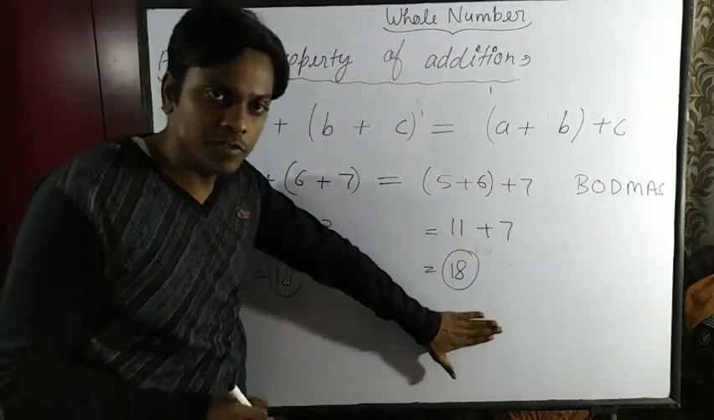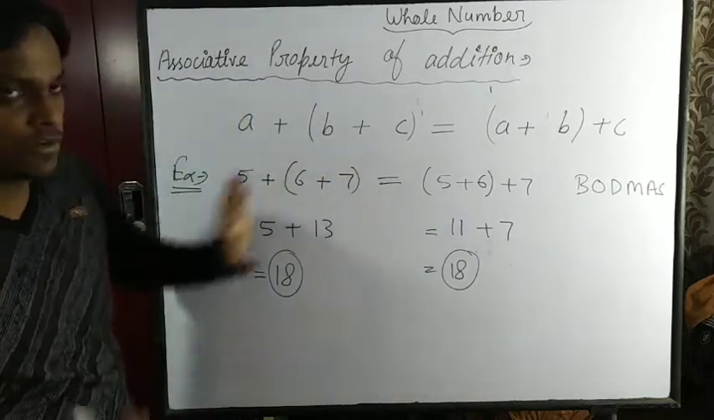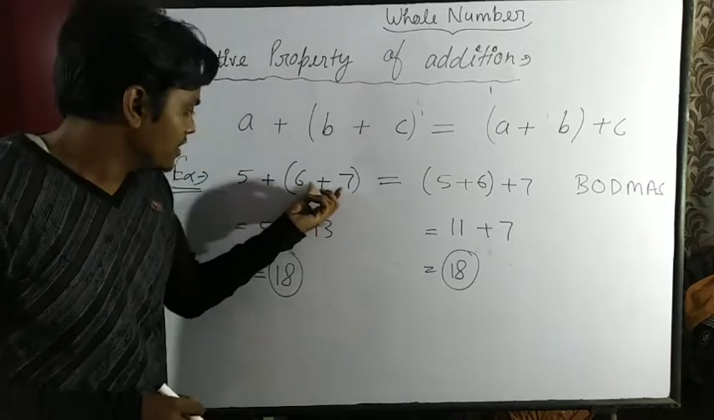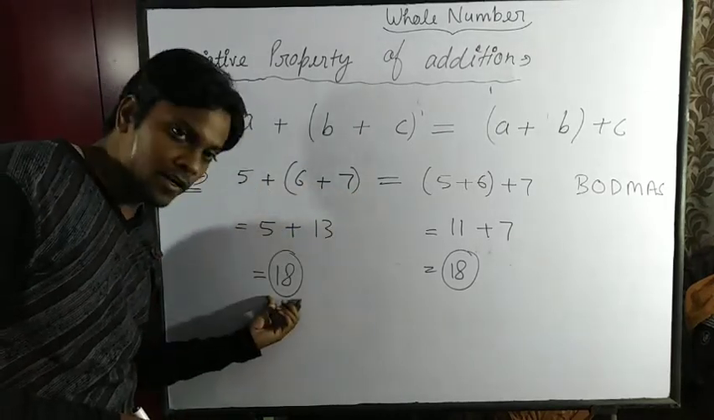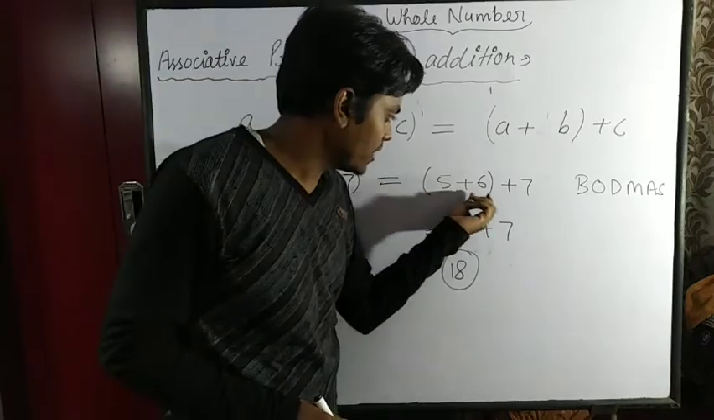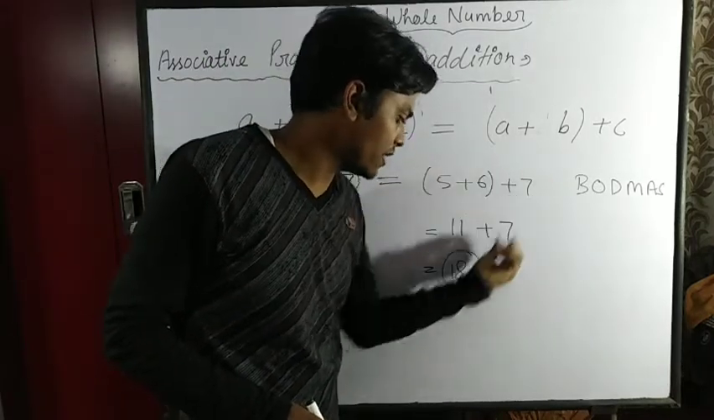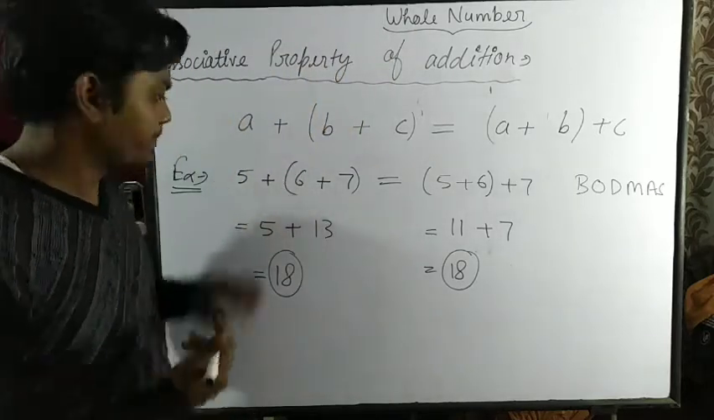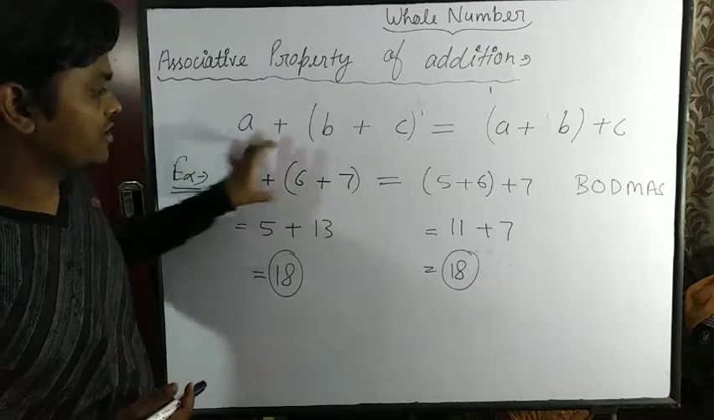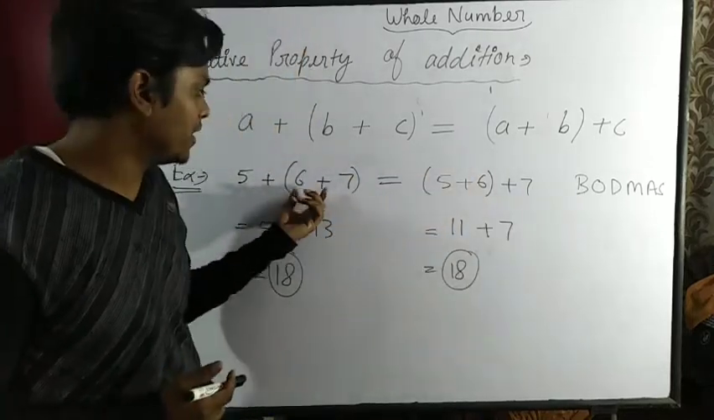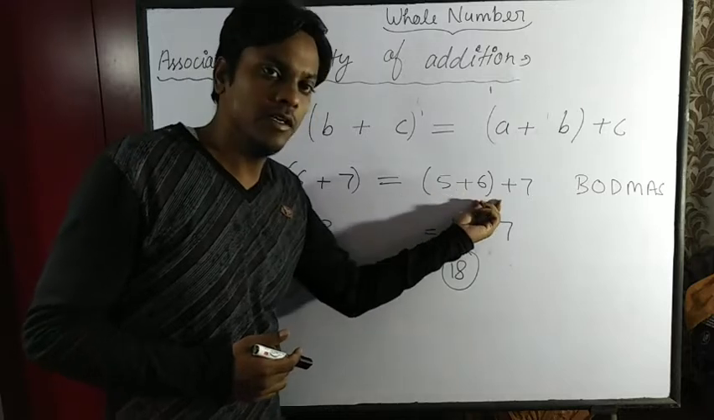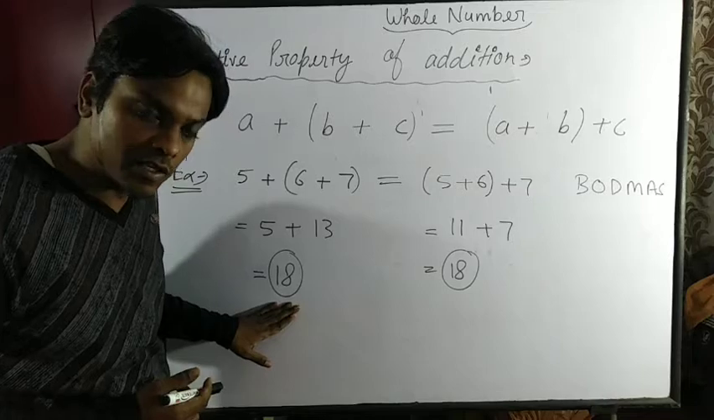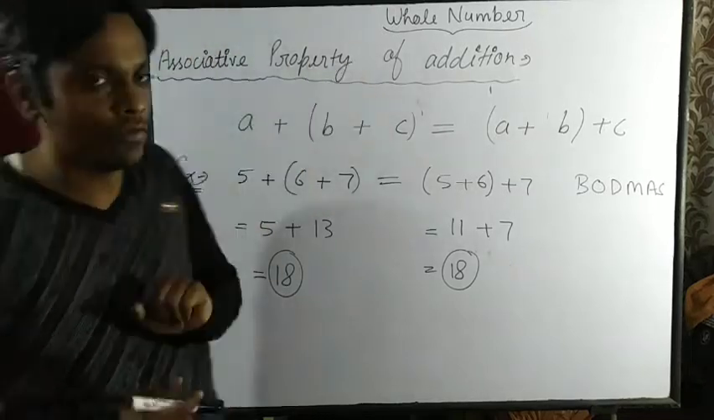Likewise, in the example, 5, 6 and 7 are the whole numbers. The group of 6 and 7 is added to 5, and it gives 18. A group of 5 and 6 is added to 7, and it also gives 18. We just change the grouping, but not the digits. 5, 6, 7 is here, 5, 6, 7 is here, but the grouping is 6, 7 here and 5 and 6 there. But you are observing that there is no change in the result. So this is the associative property of addition.